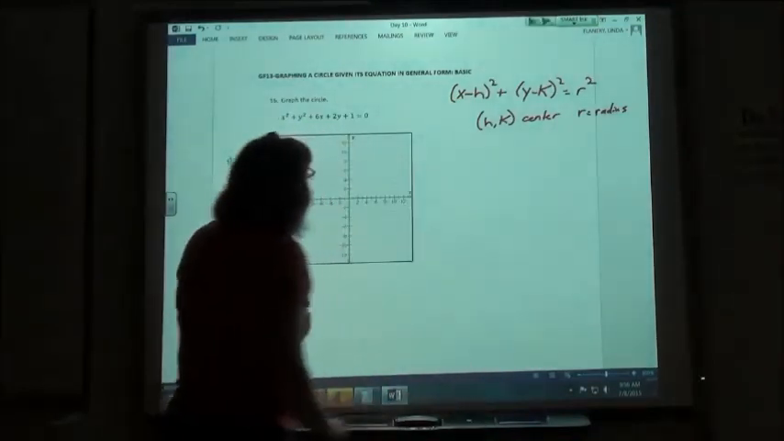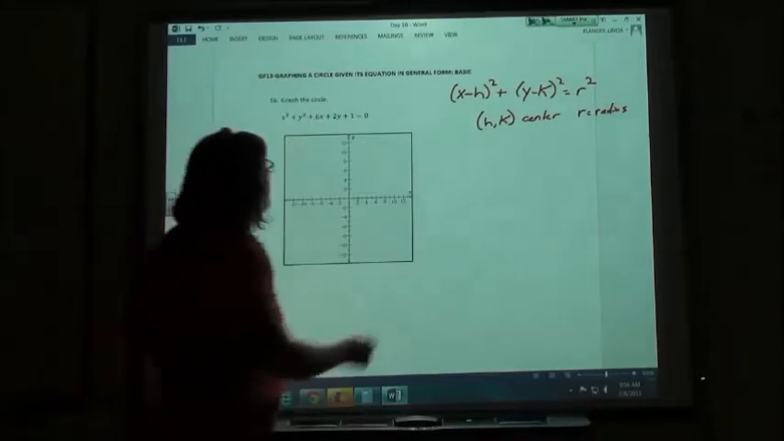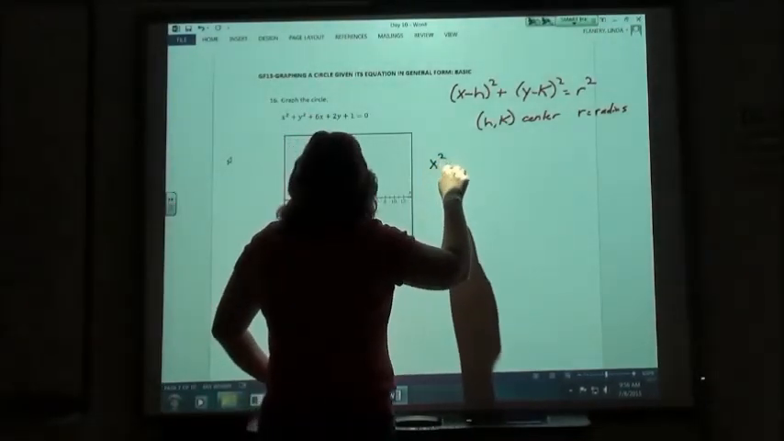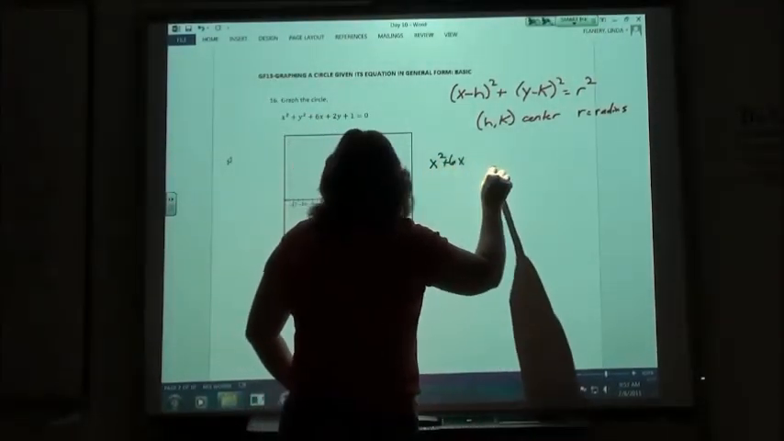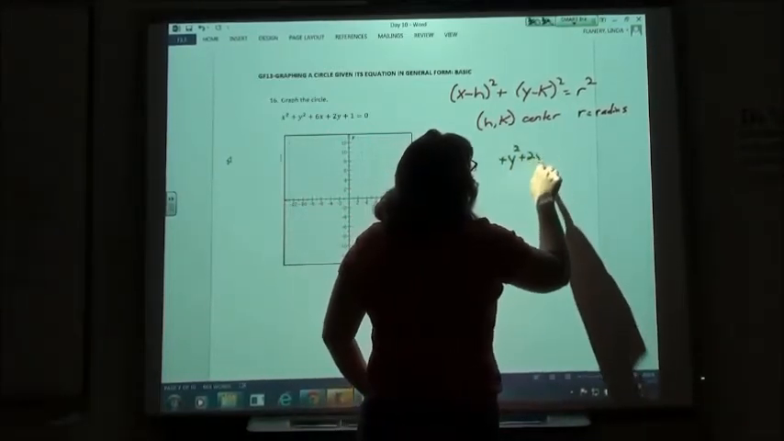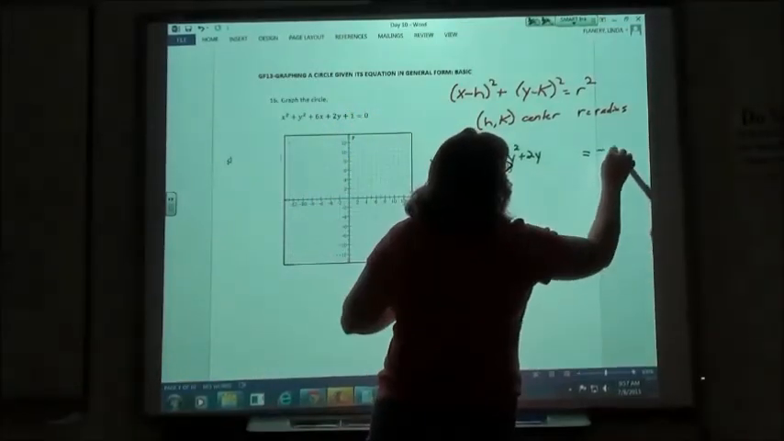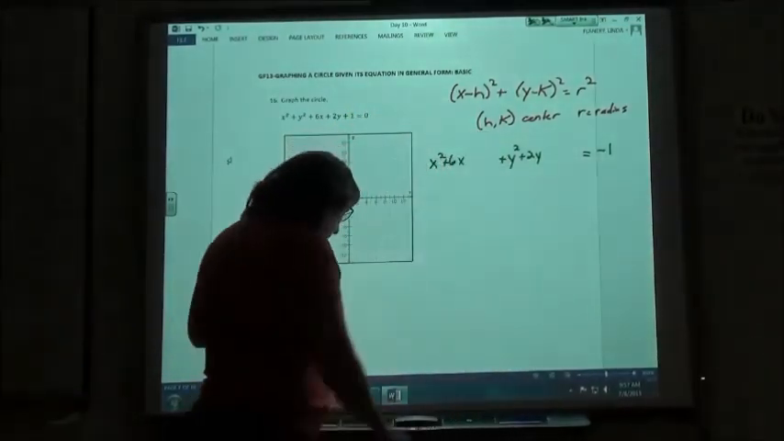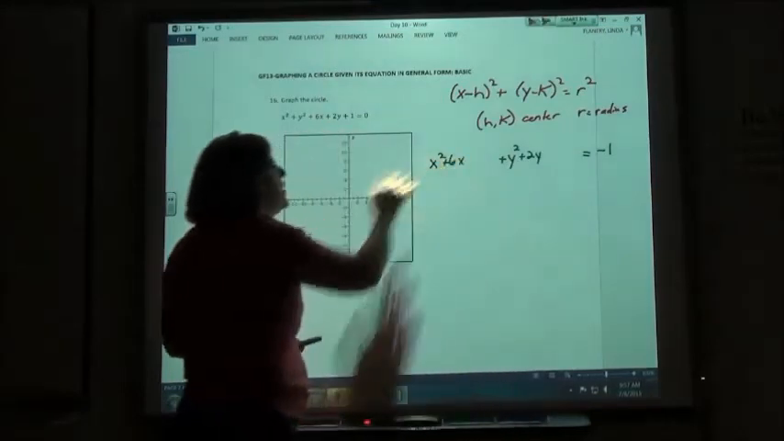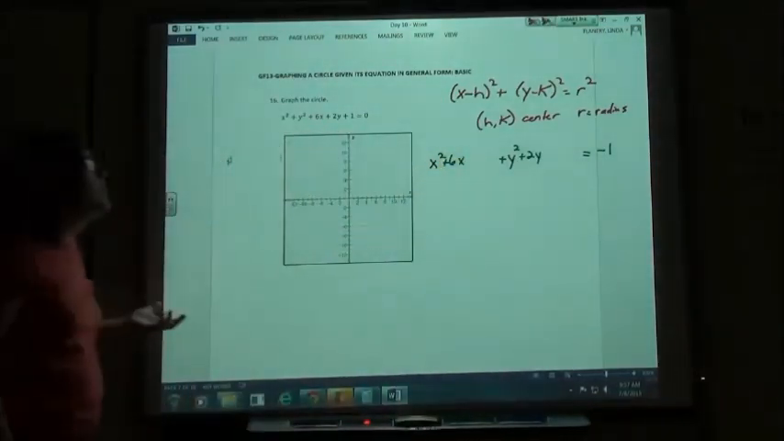I'm going to start by grouping my x's together, my y's together, my numbers on the other side. So I'm going to write it like this. X squared plus 6x, leaving a spot, plus y squared plus 2y, leaving a spot, equals, when I move this to the other side, it's going to become -1. Now what I'm going to do is complete the square on my x's and my y's so that I can factor it into a perfect square.